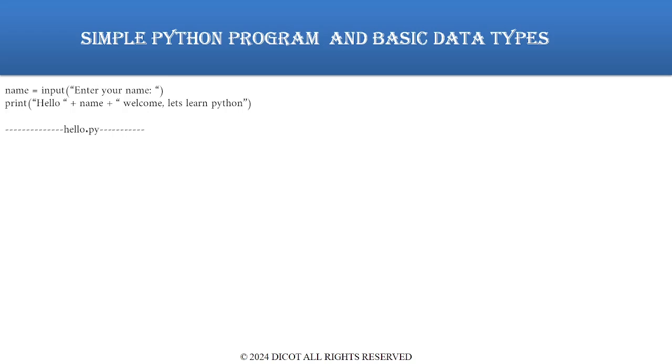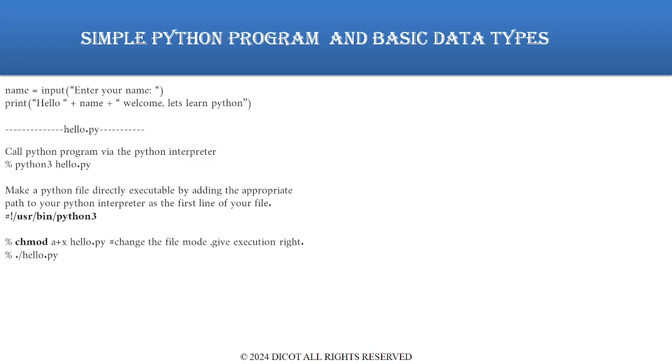Now, let us see how to run this Python script. We can simply execute the Python interpreter. python3 is the Python interpreter, followed by the name of the script file we have, hello.py. We call the Python interpreter and pass this file as an argument. The Python interpreter receives your script file as an argument and then runs it. So, this is one way of executing the Python code.